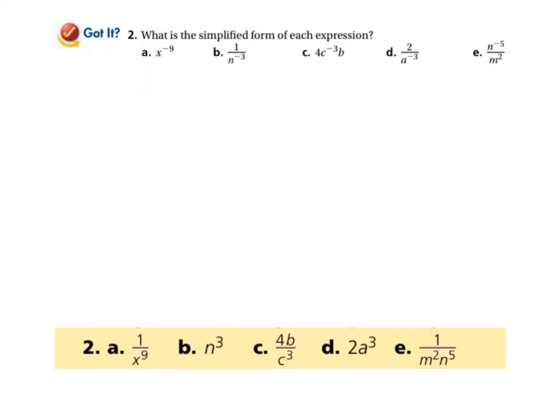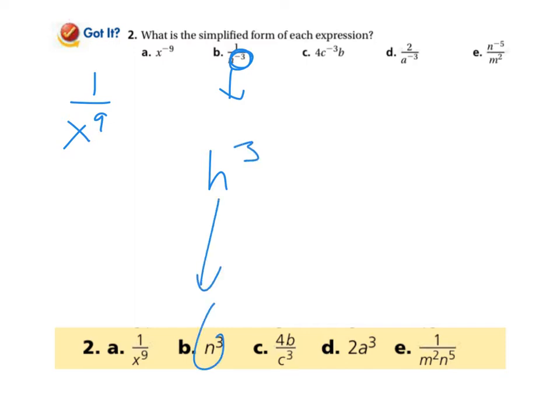All right, so your got it's for this. X to the negative 9th power is 1 over x to the 9th. It's just the rule. This one, if you think of the negative in the exponent of the denominator, it pushes it up, so it makes it n cubed.